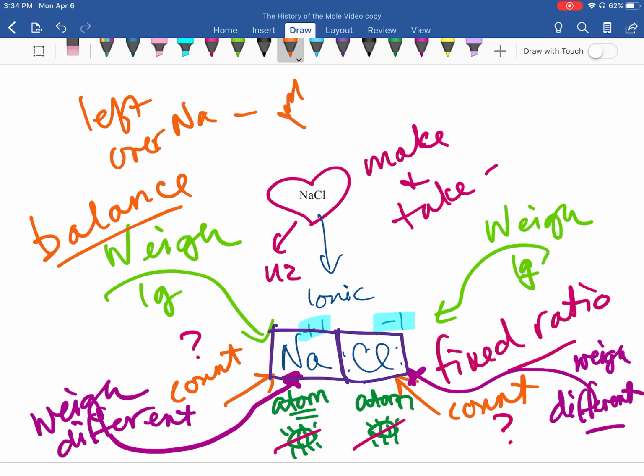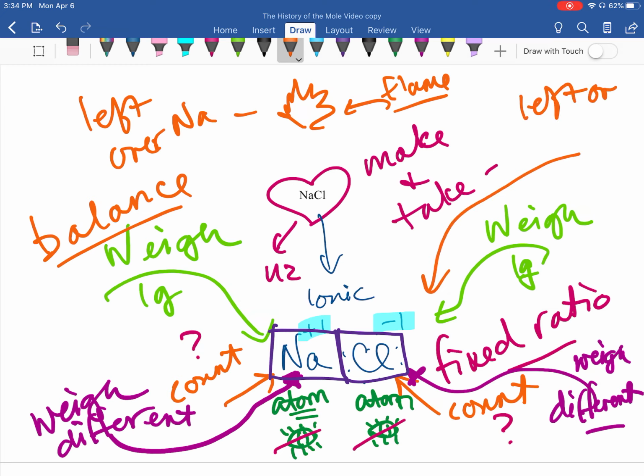Well, okay, that's supposed to be a flame. We know sodium, when it hits water, lights on fire. What happens if you have leftover chlorine? It's a fatal gas. So you're sort of screwed on either end. You really kind of got to get that count right.